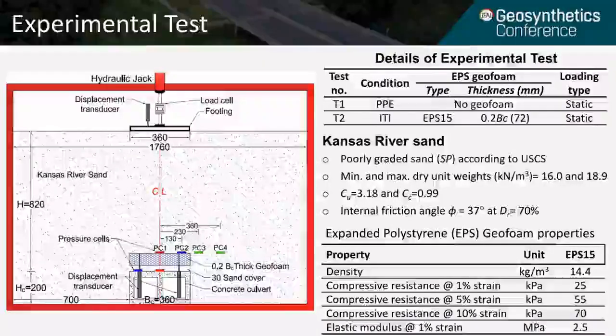The tests that we conducted, and that we are simulating for this study, are two tests: the positive projecting embankment test, in which no geofoam was used, and the induced trench installation method test with EPS 15 and a geofoam thickness of 0.2 BC. The sand that was used is Kansas River sand, and it is a poorly graded sand. The geofoam that was used is EPS 15, with the following specification.